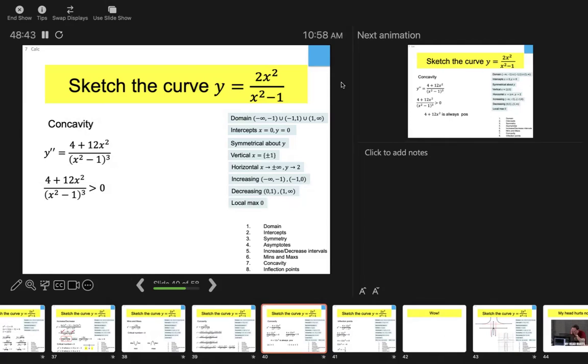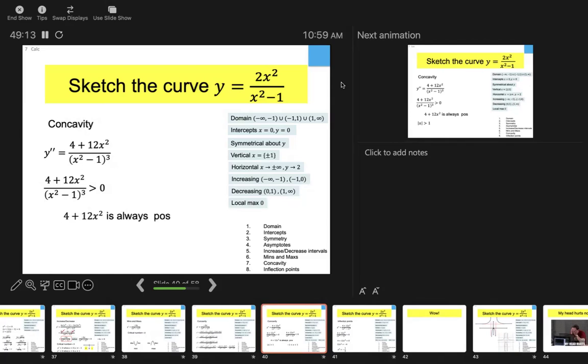Well, 0 is a critical number. What else would turn it negative? 1 would turn it into a 0 and it's not in the domain. Nothing else? Oh, no, there's more. What about 0.5? 0.5 minus 1 is negative, and negative cubed is still negative. So that would turn it. So anything between -1 and 1, right?